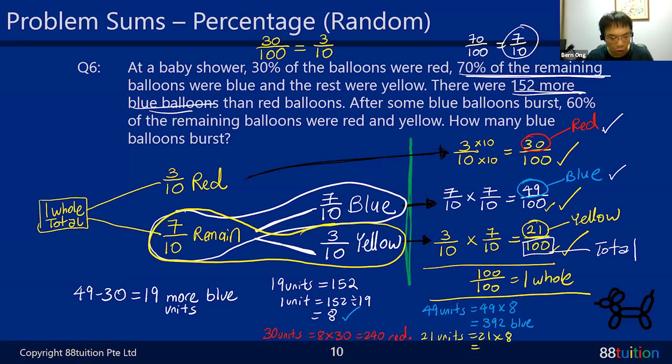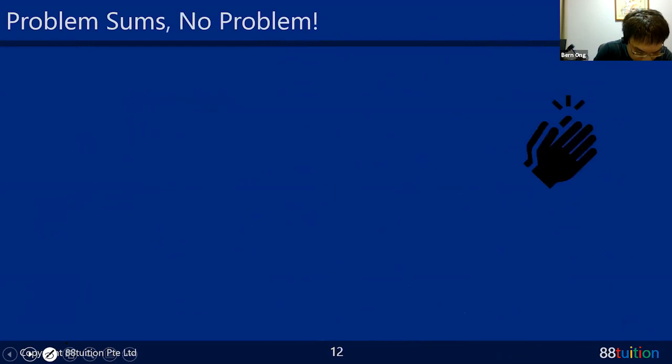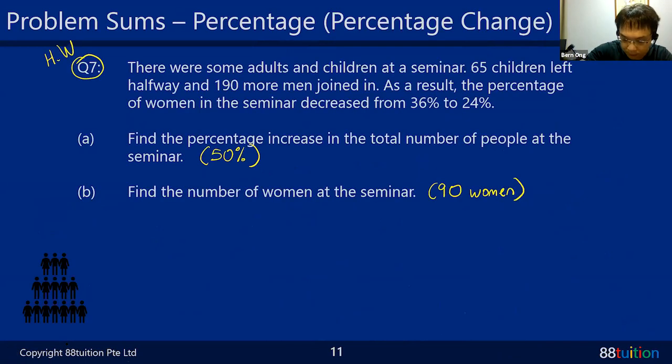So I can have all the different colors ready. So whatever question they ask me, I'm not afraid. Can you see? Yeah, I'm using my calculator. All these question 5 and question 7, you can use your calculator. Okay, so now what happened? After some blue balloons burst, only the blue burst, 60% of the remaining balloons were red and yellow. Okay, which means what?